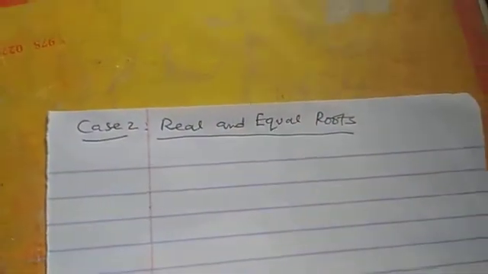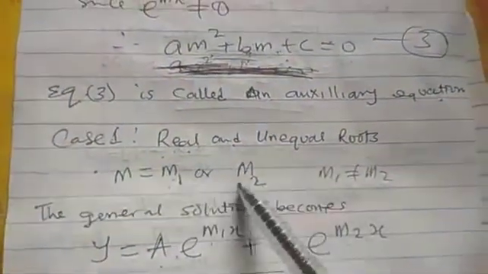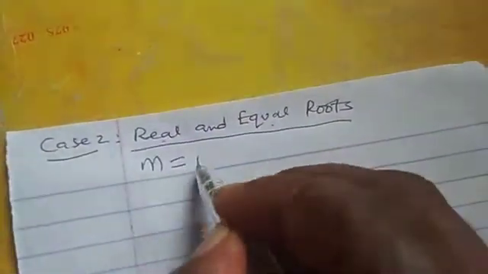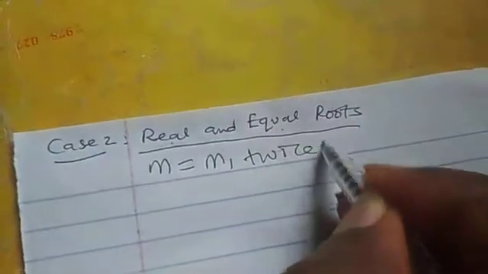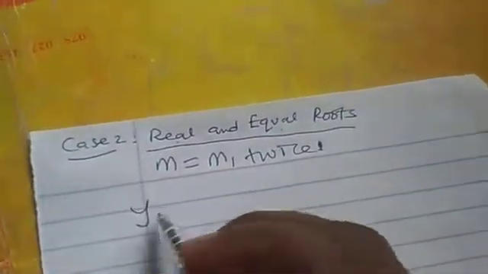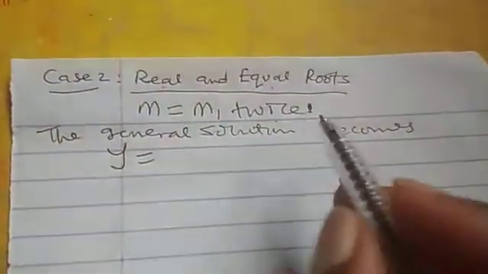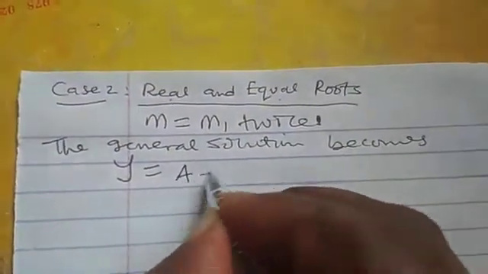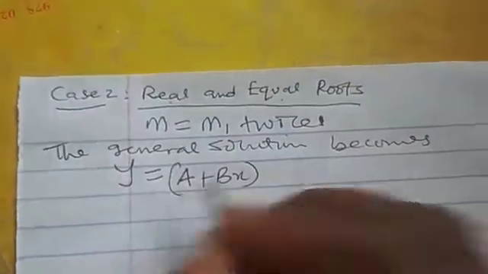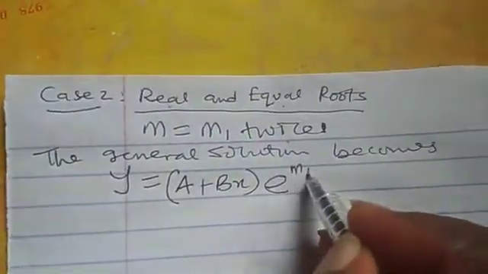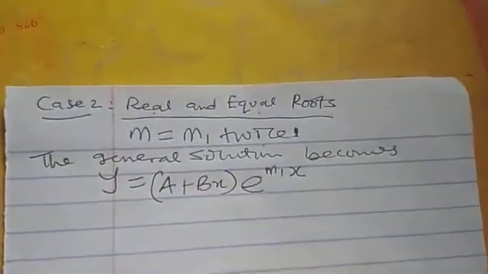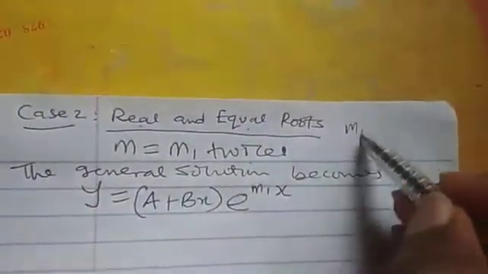Let's move to another case. So this is our case 2. We have considered case 1, real and unequal roots. Case 2 is when we solve this quadratic equation and we get two of the same answers. So we are considering a case whereby m is equal to m1 twice. The general solution becomes (a plus bx) exponential m1x. This is how we write it. You know there are two in number, m1, m1.